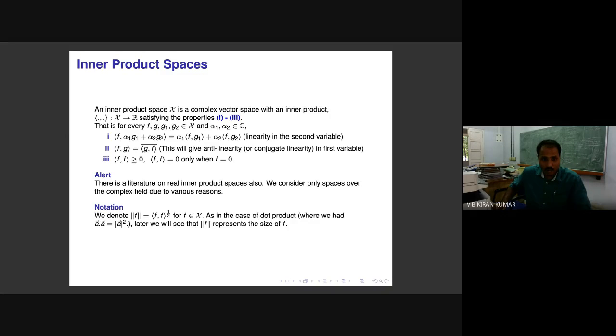The dot product a dot a gives you mod a square. That means (a dot a) to the power 1/2 gives you the magnitude of a. So a vector is something with both magnitude and direction, and the magnitude is obtained by this: (a dot a) to the power 1/2. In that sense, this should give you the magnitude of f, or size of f, in the abstract setting. That is something we will see later.